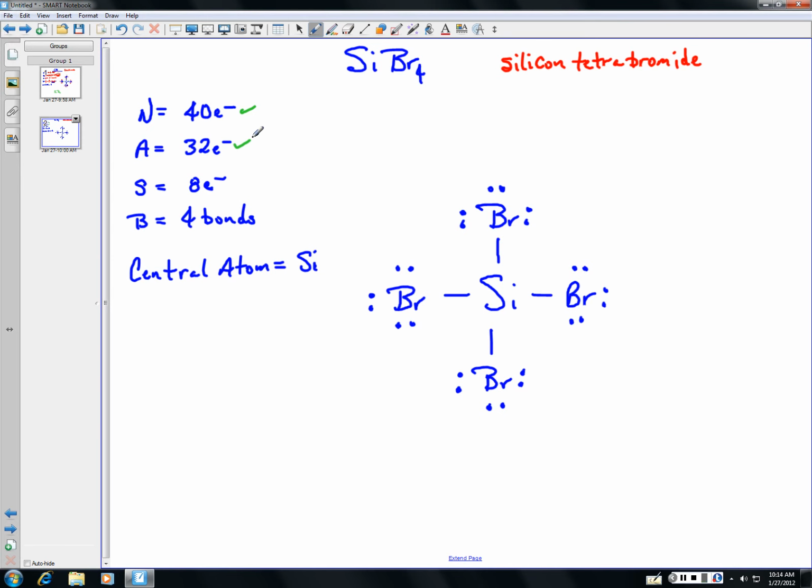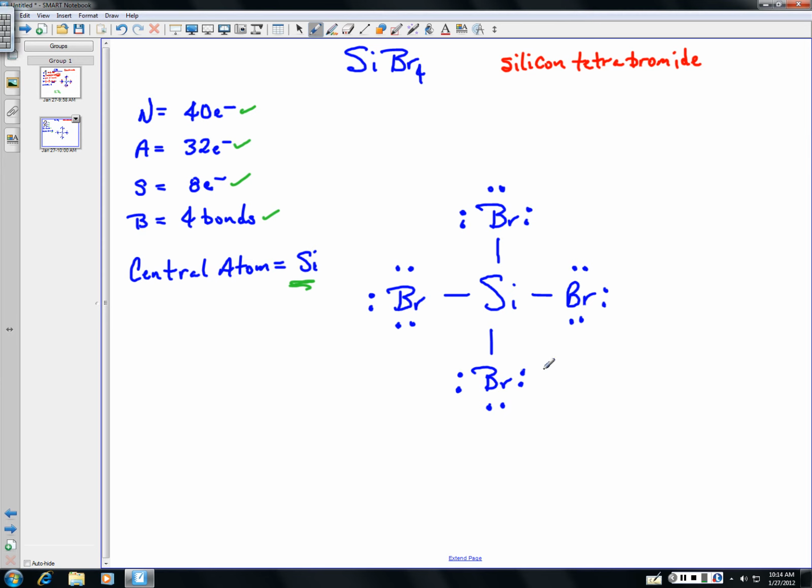All right. You did your shared. You took 40 minus 32 and got 8. And to do bonds, you took 8 and divided by 2 and got 4 bonds. Hopefully you chose silicon as your central atom. Electronegativity-wise, in the periodic table, to me it looks like it's a little farther away from fluorine than bromine is. The other reason is it's the only one of its kind. I got 1 silicon and 4 bromines in there, so I went ahead and put the silicon in the center.